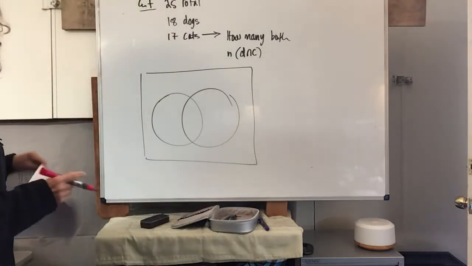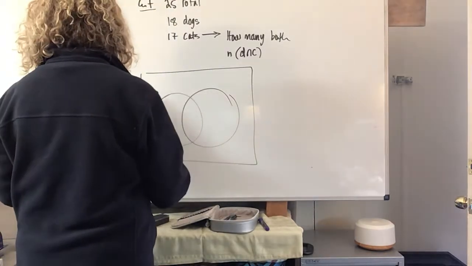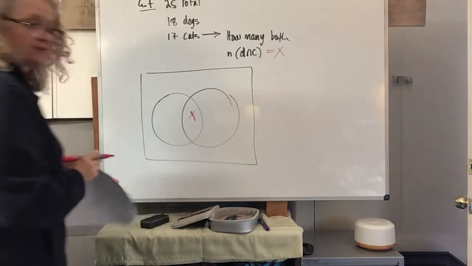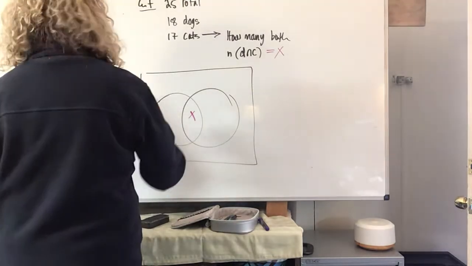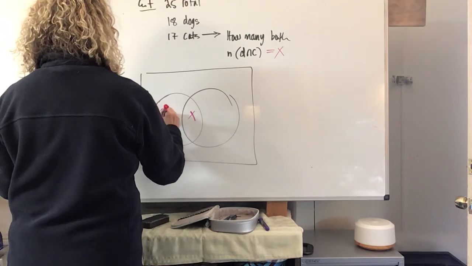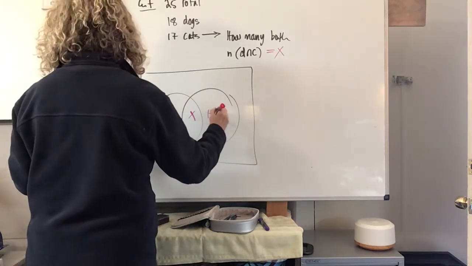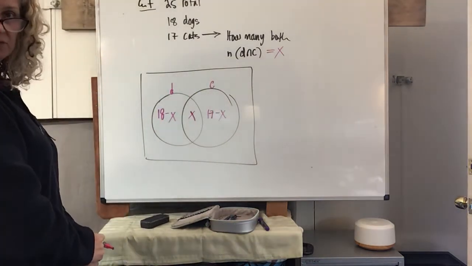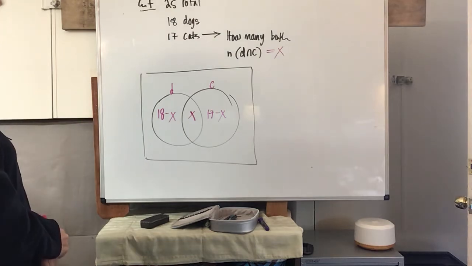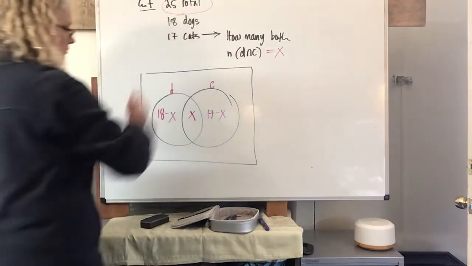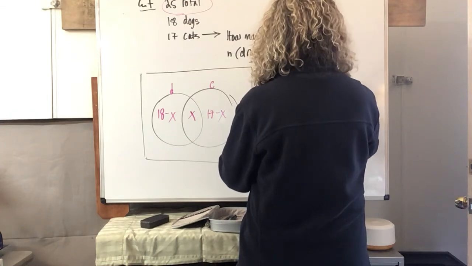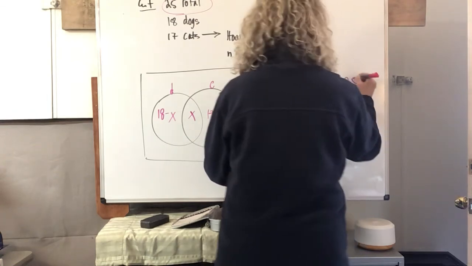We're going to start by making our diagram. And looking at this, we don't know what the overlap is, so we're going to call it X. If you subtract the overlap from the number of dogs and from the number of cats, I forgot to label, be sure to label which set is which. And so now we have a little equation. And we know there are 25 total. So you're going to take 18 minus x plus 17 minus x, and that's going to give us 25.